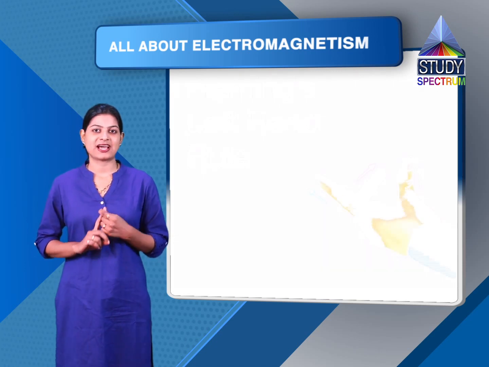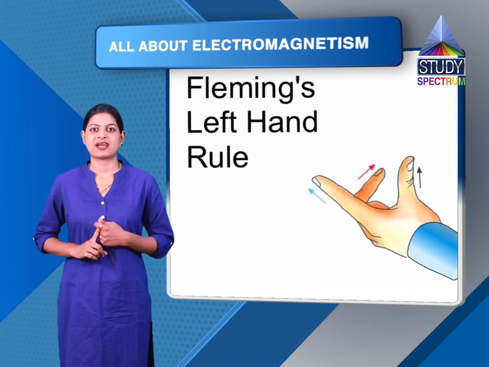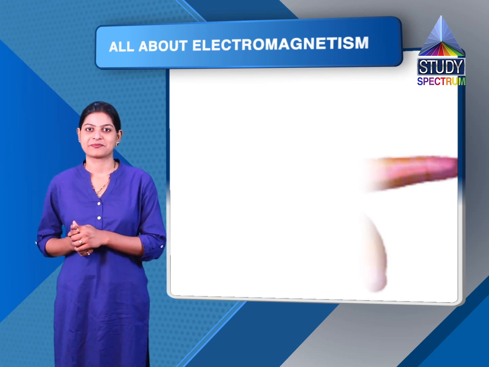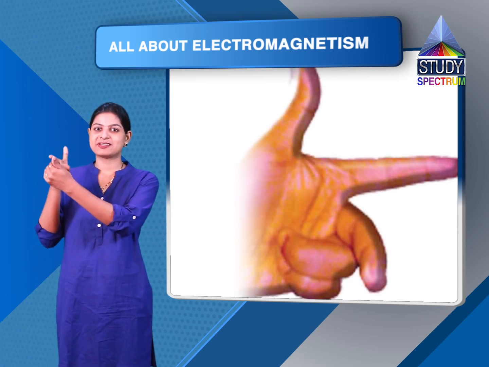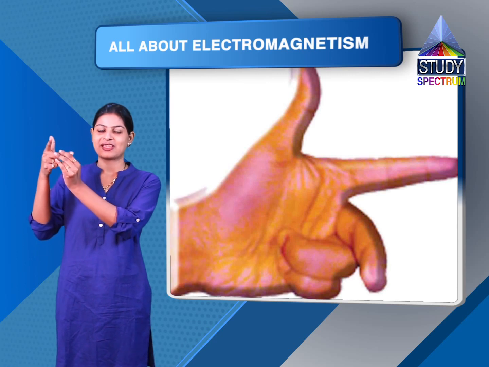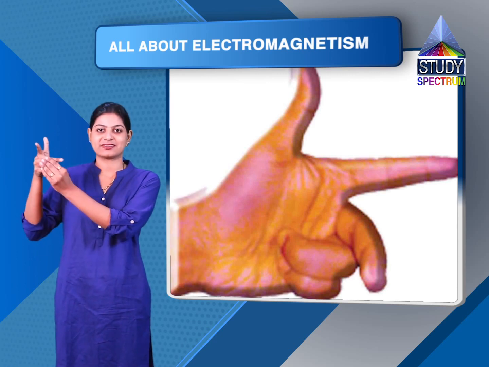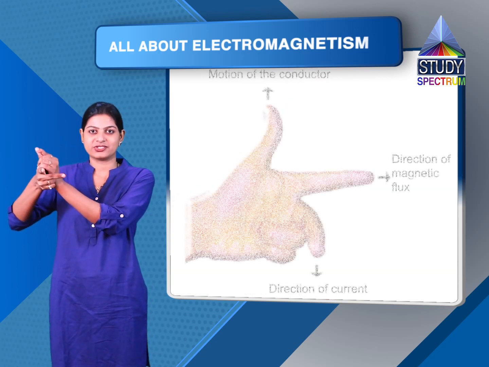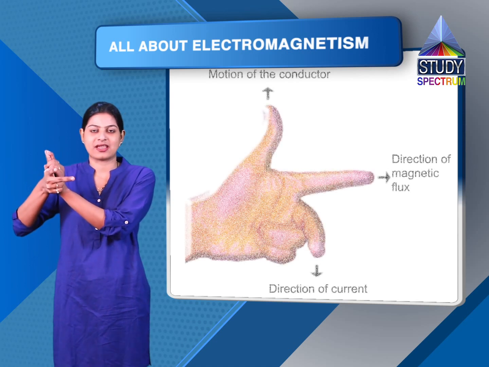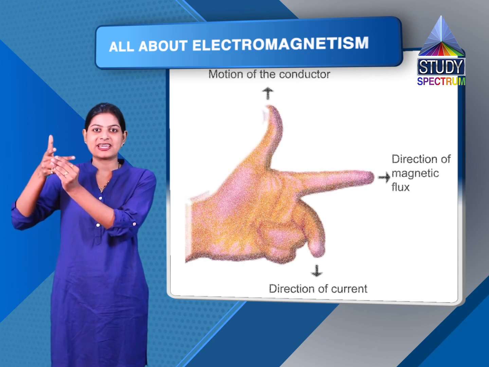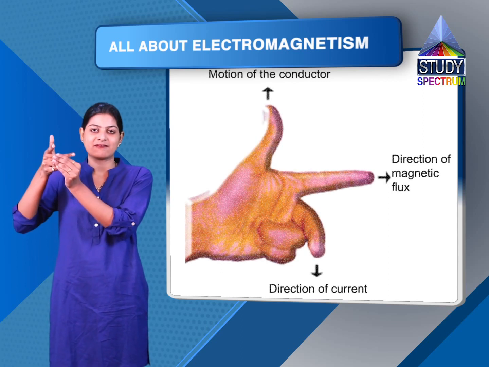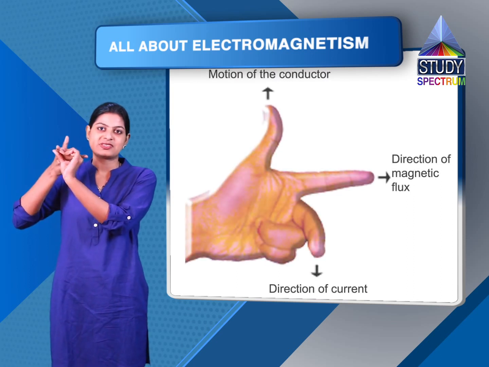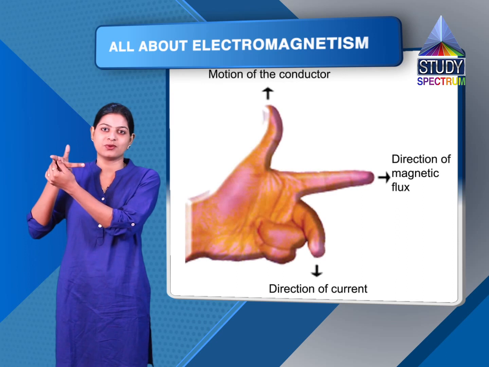The very first rule that has to be stated is Fleming's right hand rule. In Fleming's right hand rule, we first stretch the thumb, the first finger and the middle finger such that they are perpendicular to each other. The thumb indicates the direction of the mechanical work done. The middle finger indicates the direction of the electric current, whereas the first finger indicates the direction of the magnetic field. So this way Fleming's right hand rule is stated.